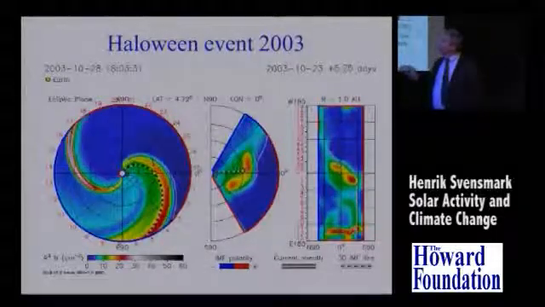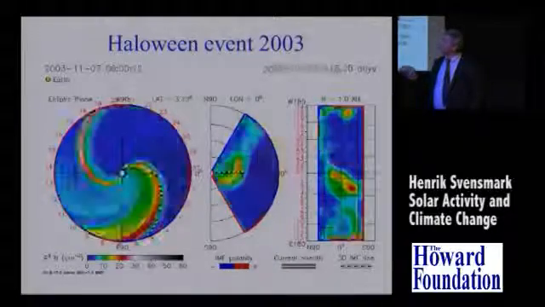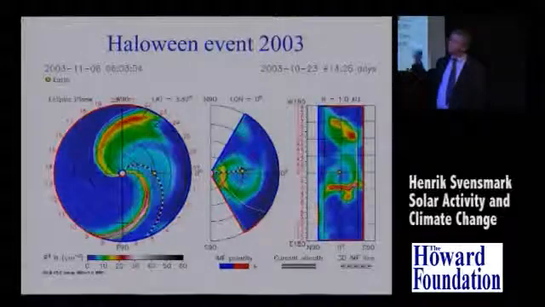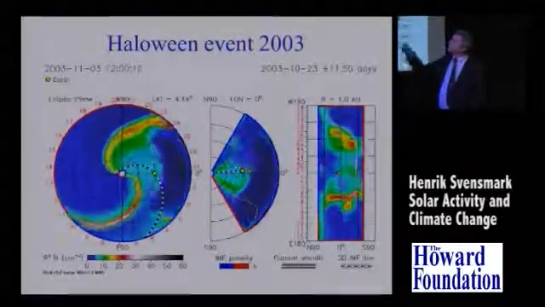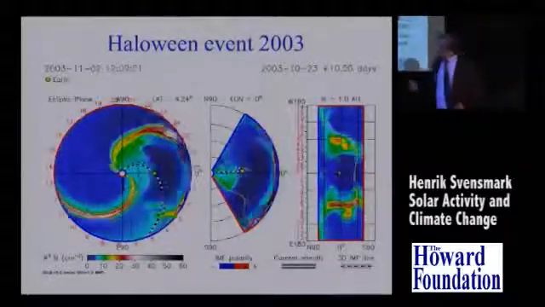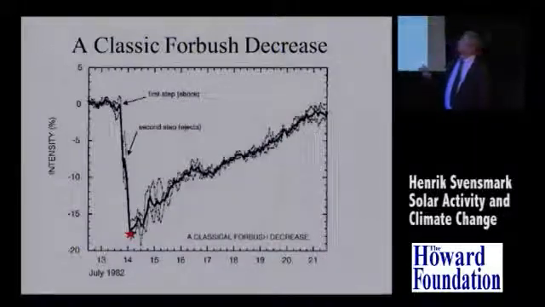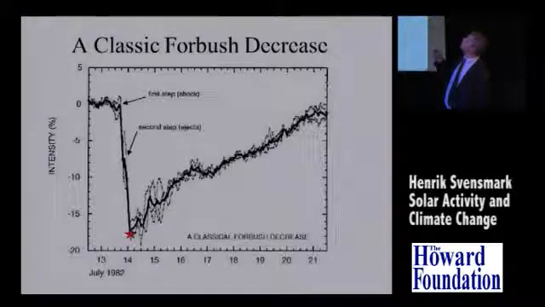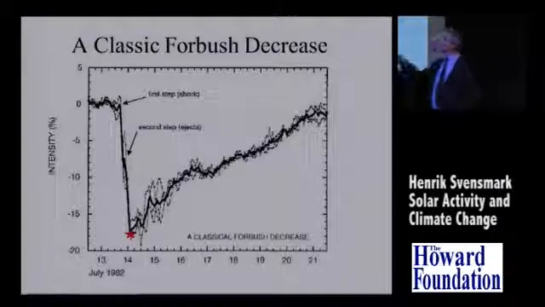What you have here is the sun, and you have the Earth at this point here. And then you see these two plasma clouds that are moving out through the interplanetary space. And when they cover the Earth or get close to the Earth, you actually see this drop in cosmic rays. Here is one of these examples. And when you measure them at Earth, they are called Forbush decreases, after the man who first discovered them.